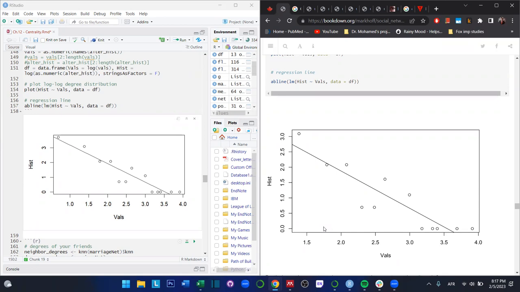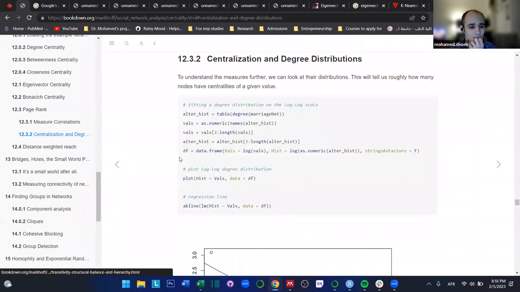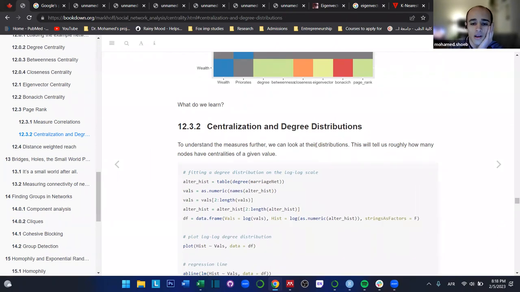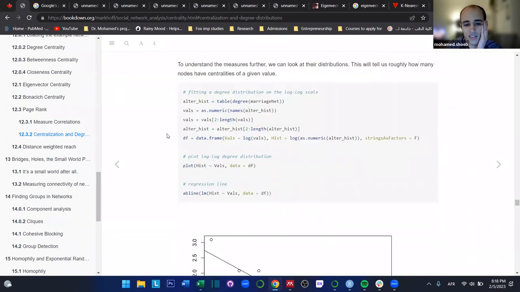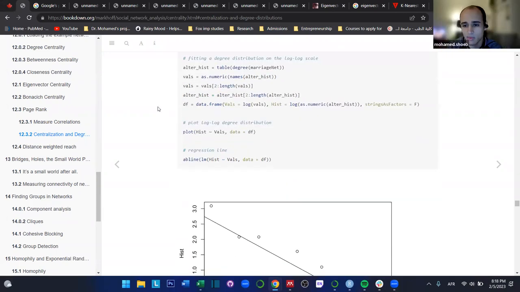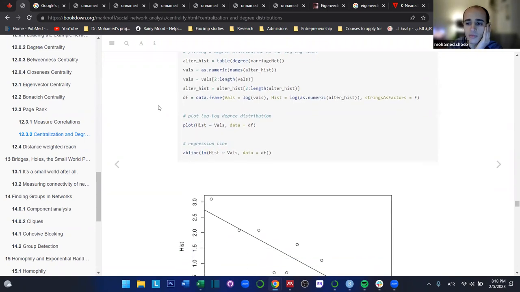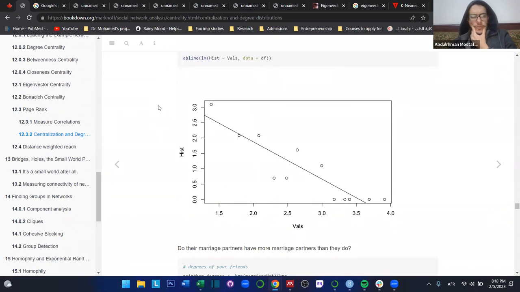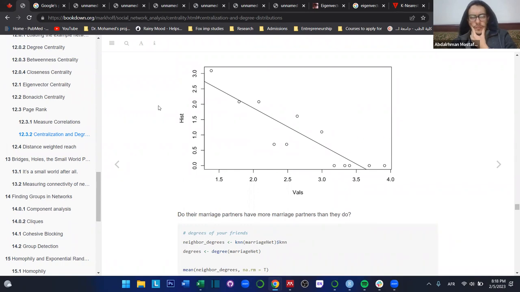Mm-hmm. But I'm not sure what is the purpose of this graph. What are they trying to measure? If you could go back and see. They look at their distributions. Ah, okay. Perhaps. How many nodes have centralities of a given value? Okay. So this is what the table function does. And the logarithmic scaling has made the values on both axes be quite similar.